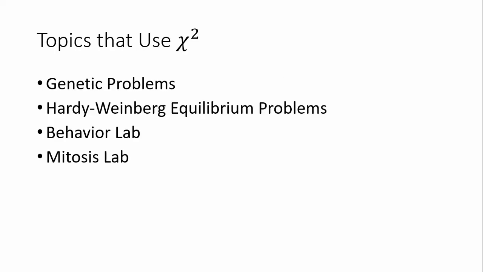There are several topics that use this. Any place where you've got expected values that you can compare to will let you do a chi-squared problem, but most typically it'll show up in genetics problems. You might see it in a behavior lab, which we'll talk about later. If we get to go back to school physically, all of us, we might do a behavior lab, a mitosis lab, and Hardy-Weinberg equilibrium problems. And if you don't know what that is, that's fine. We'll go over it with evolution.